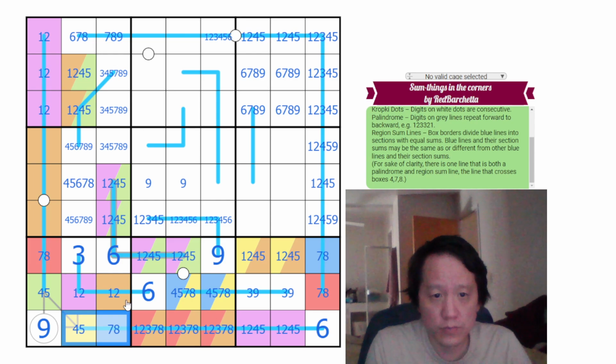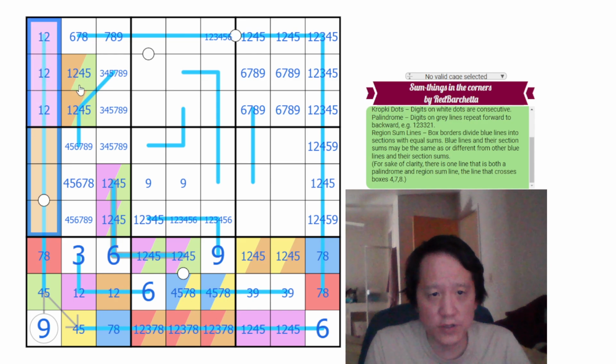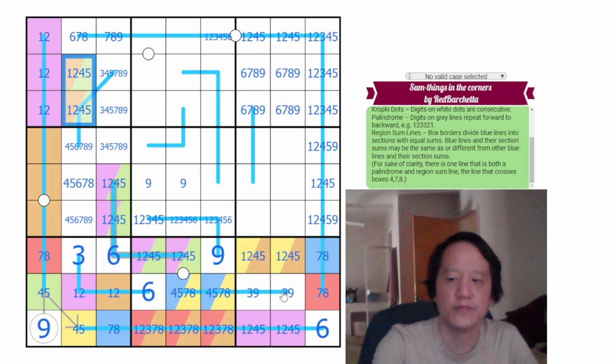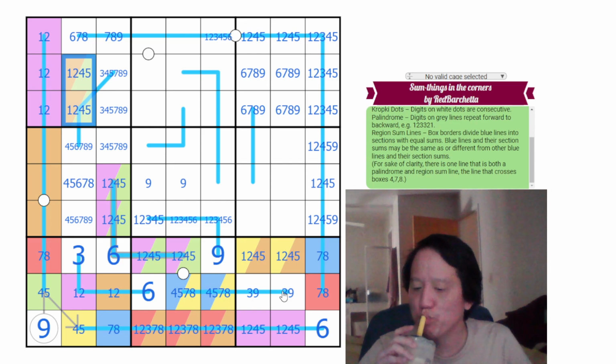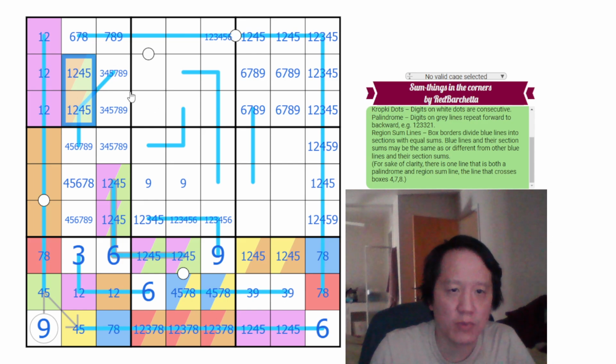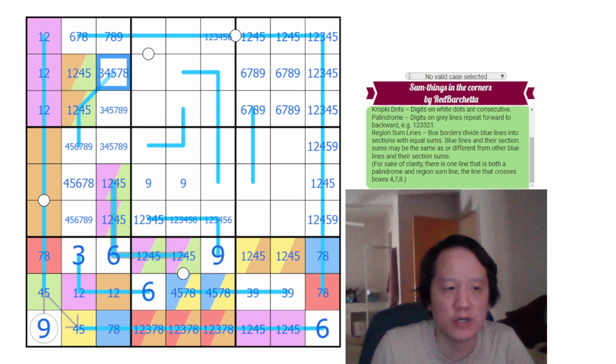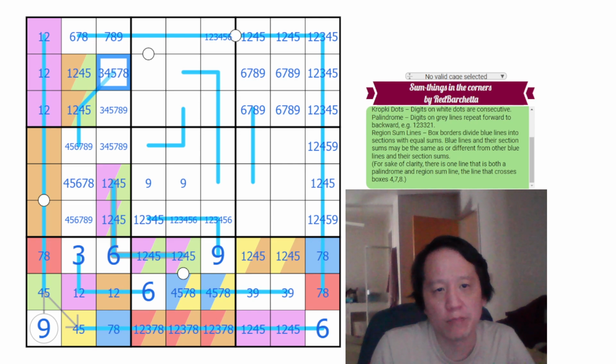Hmm. So blue cannot be here. Blue could be here or here. We don't know which. Okay. We know that, okay, so this is 1, 2, 4, or 5, right? This obviously cannot equal 9. So we know exactly what that is. It's one of the 1, 2, and one of the 4, 5s.